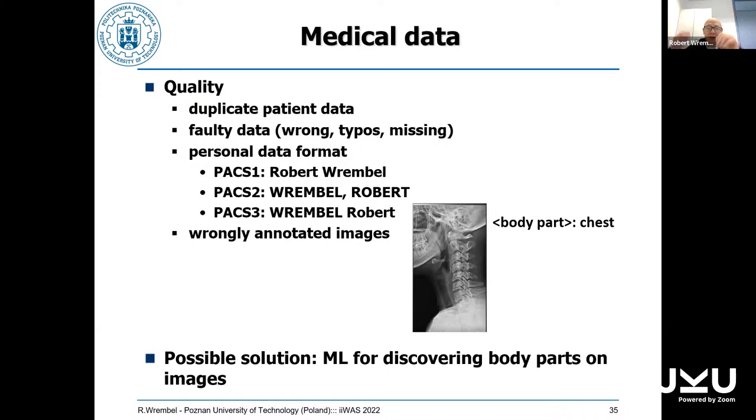And now the problem is how to correct these wrong annotations. Our idea is to try machine learning image discovery to see what part of the body is in the image, and whether this is consistent with the text annotation. But this project has just started, as I told you, 2 months ago, so I cannot say anything on this type of cleaning, not yet.